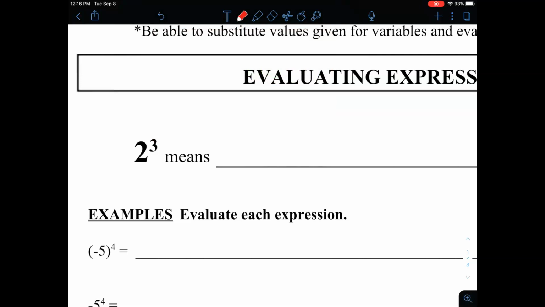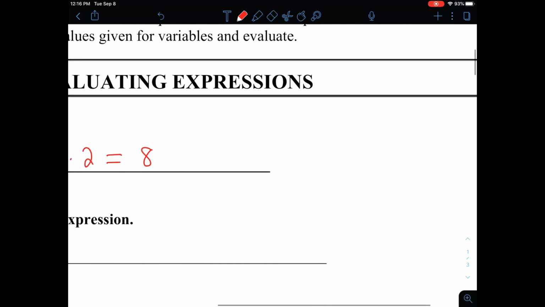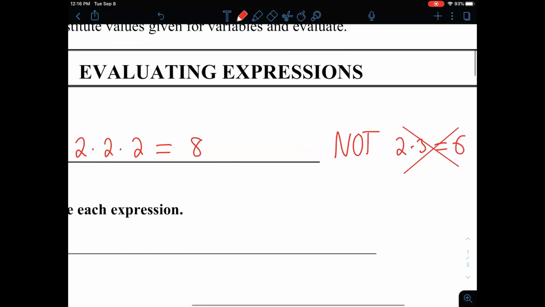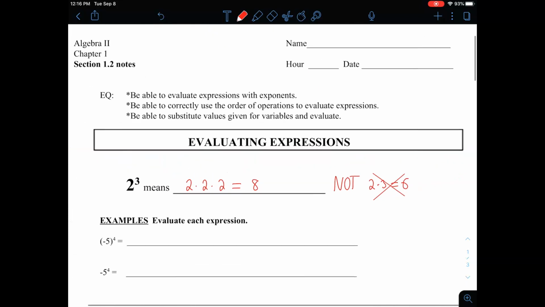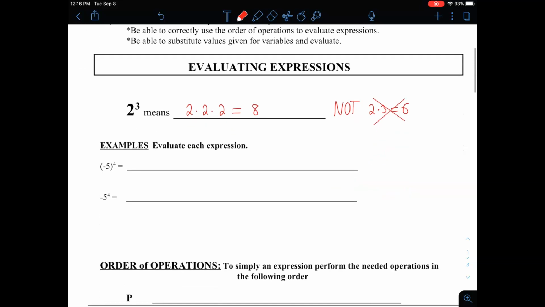So let me use a different color here. Start with red. This is actually going to be 2 times 2 times 2, which is going to be 8. And I'm going to write over here, not 2 times 3, which equals 6. Okay, be very careful with that. That's a very important distinction to make with you guys being in Algebra 2 at this point, okay?